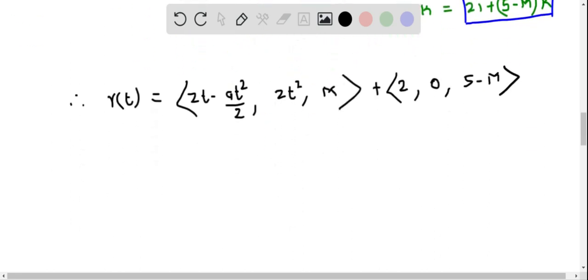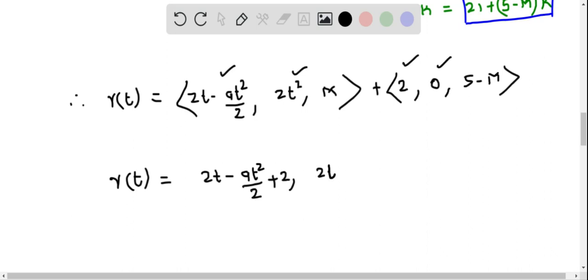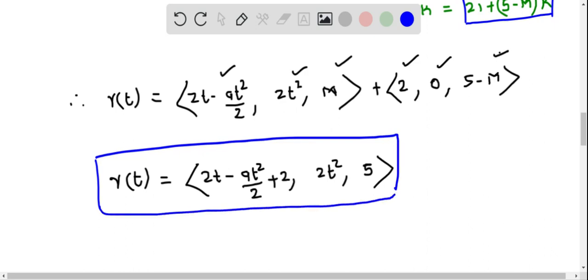Now we can put this in simplified form by combining the corresponding components. So we see that r of t equals this term plus this term, which get added up. So it becomes 2t minus 9t squared by 2 plus 2. This is for the x of t. And also 2t squared plus 0, which is 2t squared, comma, we already have m plus 5 minus m. So when you add these two, we get only 5. And so this is the final expression for r of t using the given initial conditions. The first expression represents the component x of t. The second component represents the y of t. And the third component represents z of t.